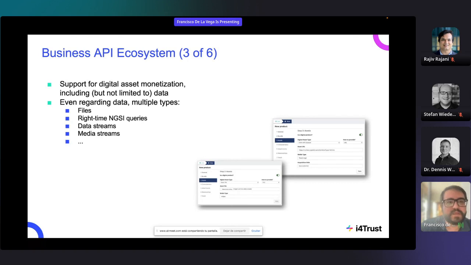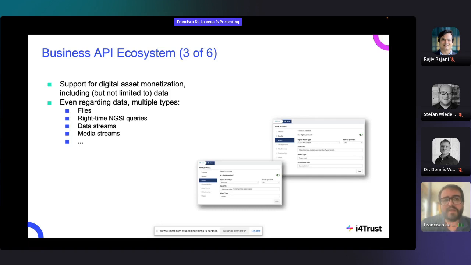Well, as I mentioned, this software is intended to monetize any kind of digital asset. But how is this achieved in reality? The idea with the Business API Ecosystem is that the software is managing those functionalities that are common in any marketplace scenario. That's it. Service registration, offering creation, offering publication, offering discovery, monetization, payment, it manages the orders, it has some stuff for activation, etc. All the functionality that is common in any marketplace scenario is managed by the Business API Ecosystem software.